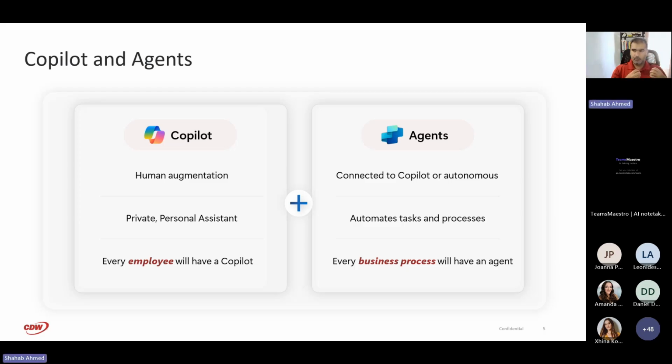And so it's about how I do things personally as an employee and how I can do them better or more effectively by using the power of generative AI. And so that's very much the Copilot's affair. Agents is something different. Agents is about automating tasks and processes, right? And so agents can augment Copilot with skills and knowledge. And agents can also exist independently in a vacuum to provide that automation piece, right?